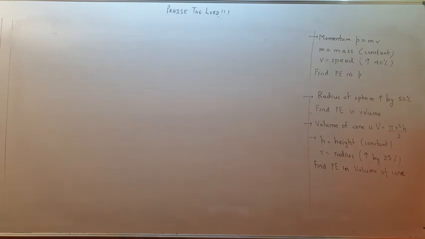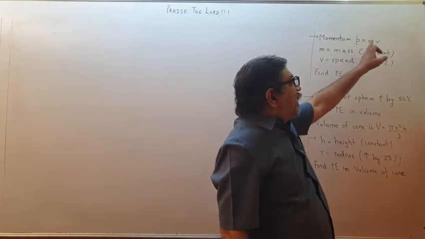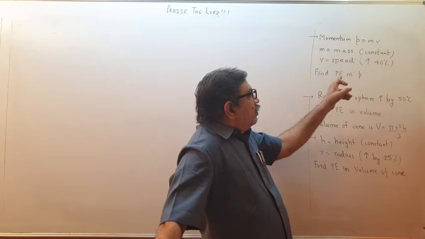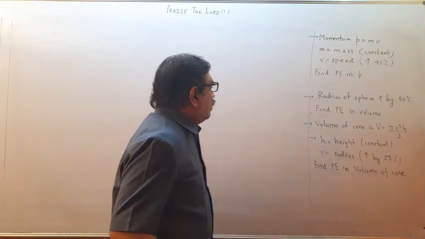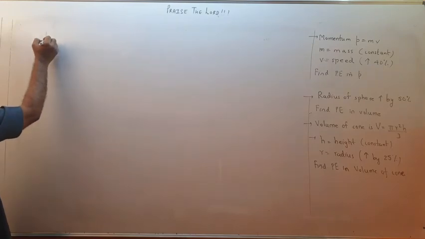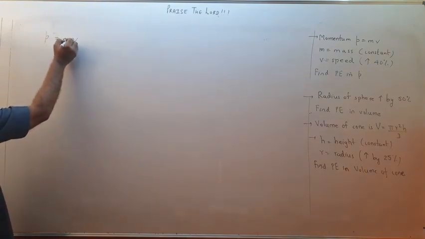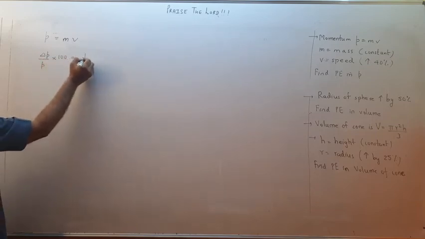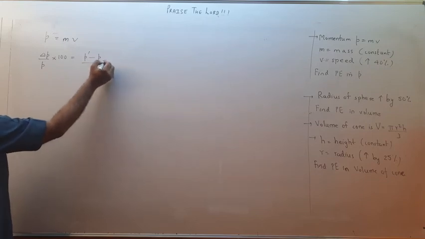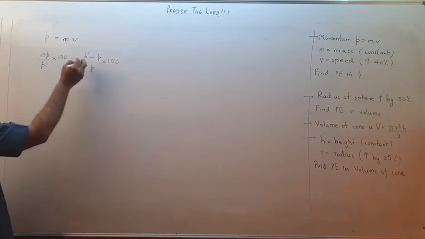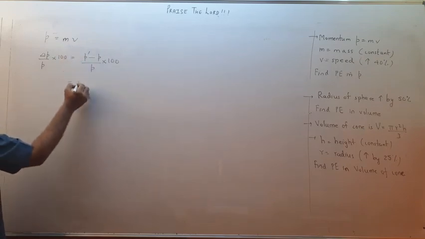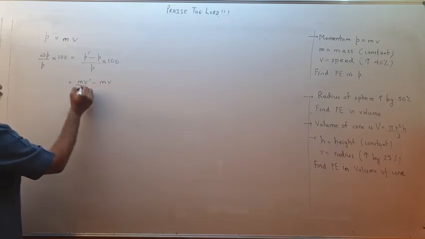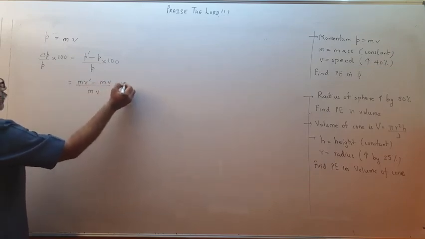Three more sums, children. Momentum P is given by mass into speed. It is given that mass is constant and speed is increasing by 40%. So we have to find percentage error in momentum. So very easy, children. Momentum is given to be mass into speed and mass is constant. So if I want percentage error in momentum, that will become (P' minus P) upon P into 100. New momentum means the mass is not changing, only speed is changing. So I write mv', I don't write m'v' because mass is not changing. Minus mv upon mv into 100.